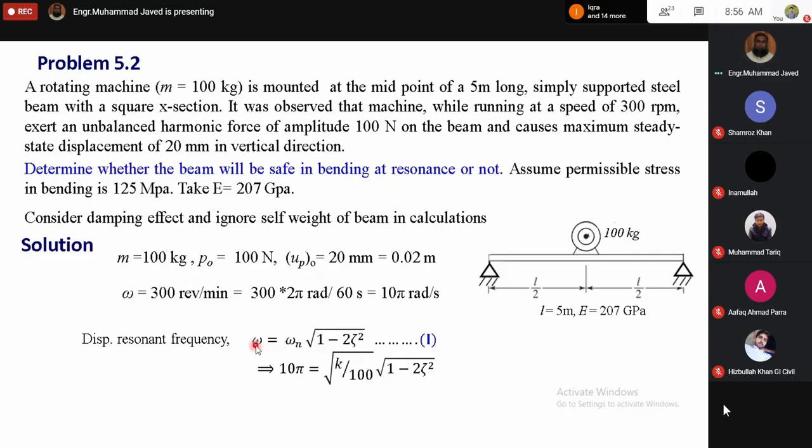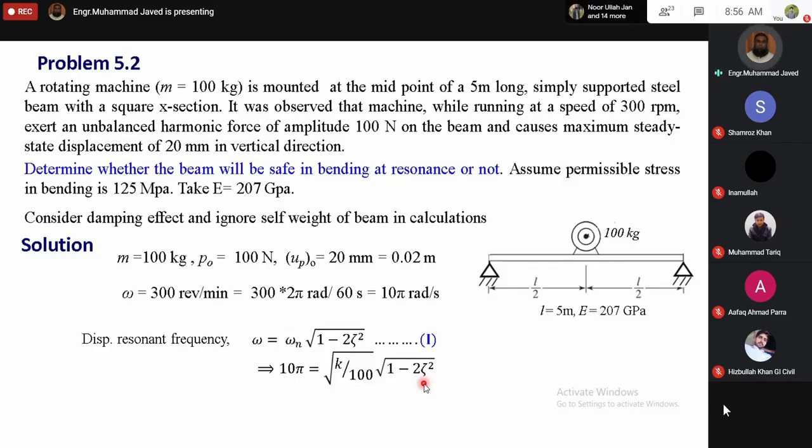Omega n was just calculated. Omega n is under root k over m. M is given but k is not. Again, zeta is not known. So we have two unknowns, and this equation cannot be solved because two unknowns require two equations. Therefore, we need to develop another equation.